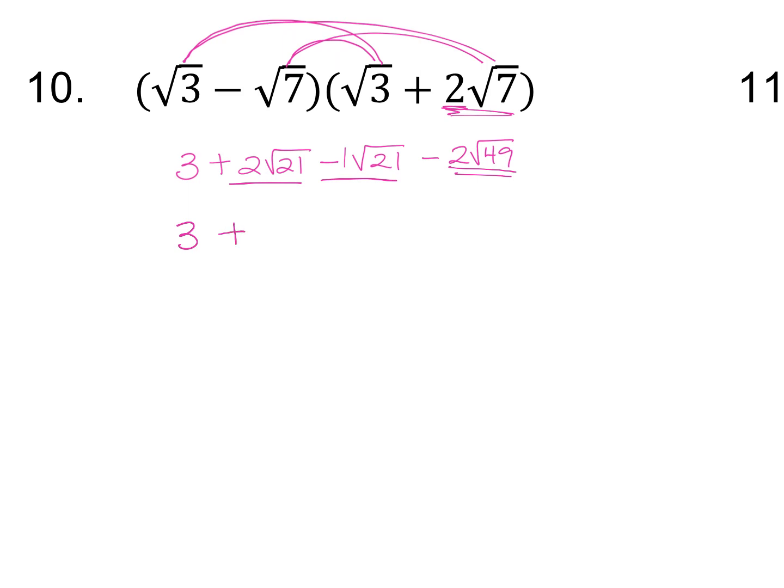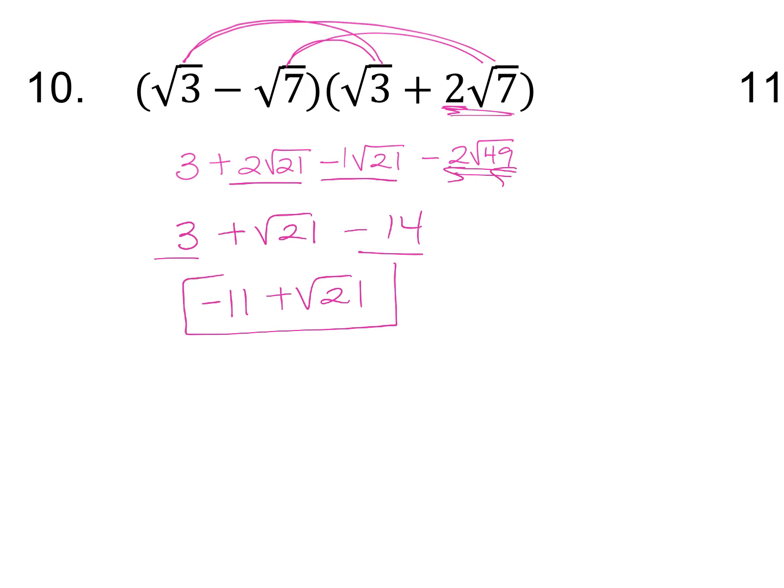So you have 3 plus 2 rad 21 minus rad 21. So that's going to be plus rad 21 minus 2 times 7. And then just simplify that. 3 minus 14 is a negative 11 plus the square root of 21. That's as far as you can go. Don't combine those because one's a radical and one is not.